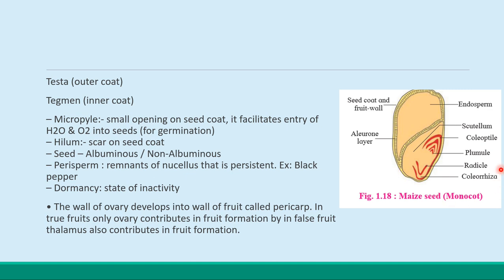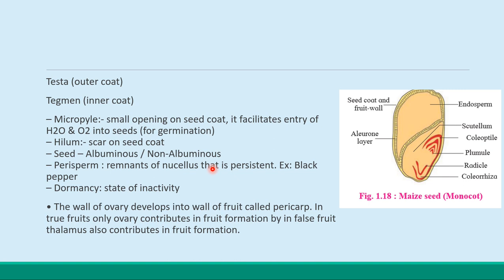Other examples of albuminous seeds are wheat, sunflower, barley, and castor. What happens in the albuminous seed? It retains a part of the endosperm as it is, not used during embryo development. This is the albuminous seed.